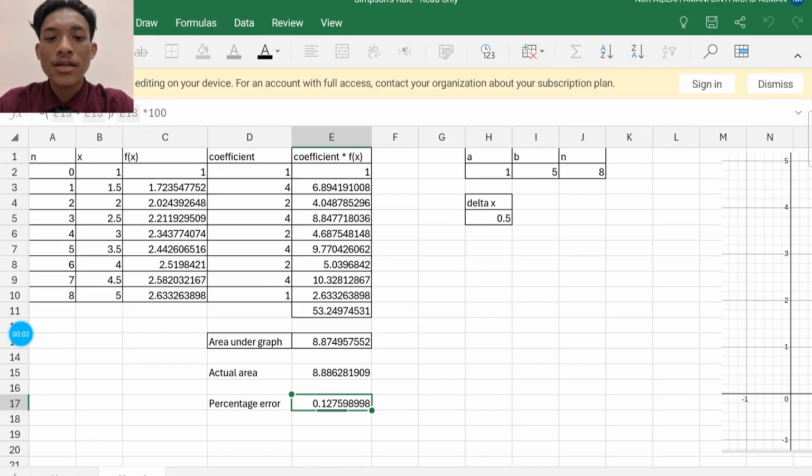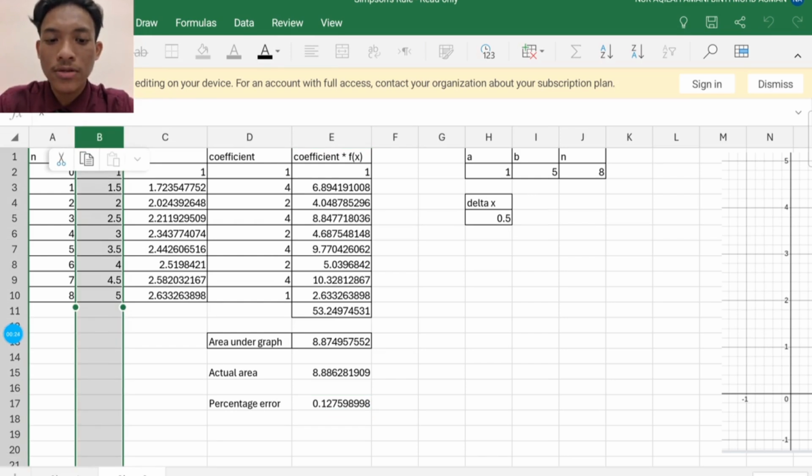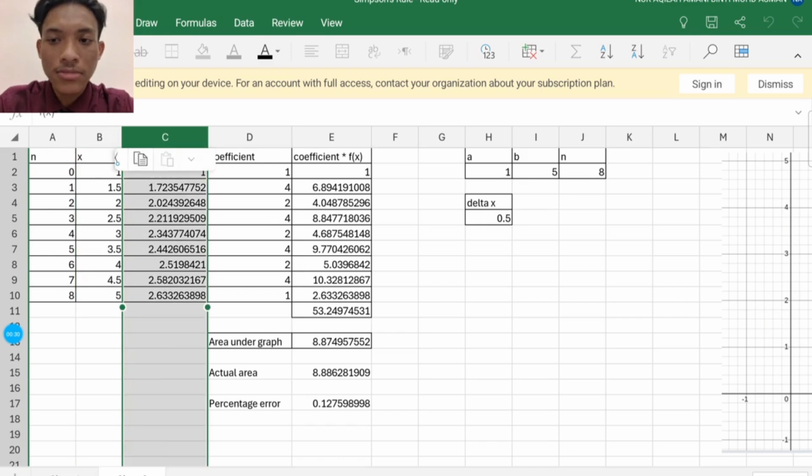For my turn, I will be explaining for 8 subintervals. For 8 subintervals, we also need to calculate the width, which is b minus a divided by n, and we got delta x, which is 1 over 2 or 0.5. In column A, we list down all the subintervals, which is n. For column B, we list down all the sequence of x, starting from 1 to 5. And for column C, we label as f(x), calculated by using the equation from the question.